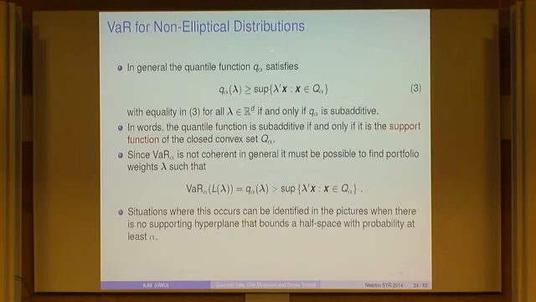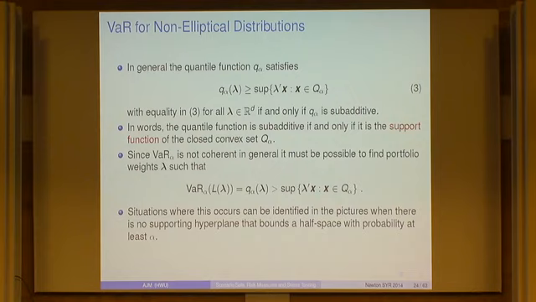It's more interesting to look at the non-elliptical distribution. In general, you have an inequality of this kind, that the alpha quantile function is bigger than the support function of the convex set. You only have equality if Q alpha is subadditive. And what this means, since VaR is not coherent in general, is that it must always be possible to find portfolio weights such that the value at risk of a certain portfolio is bigger than the worst case in the scenario set.